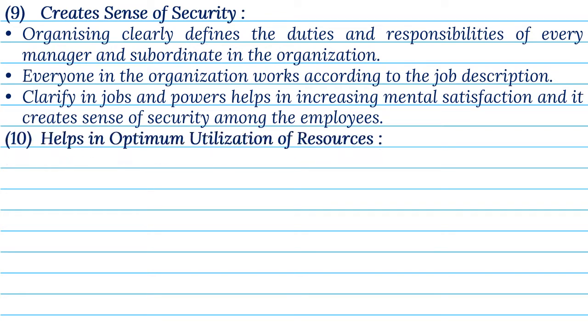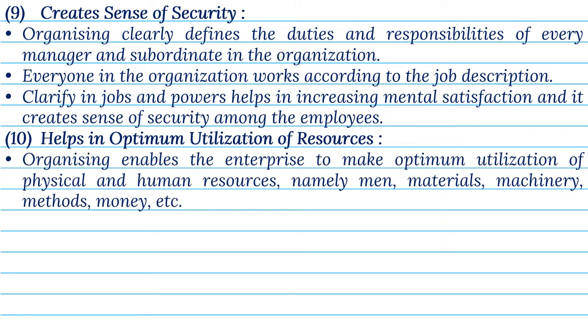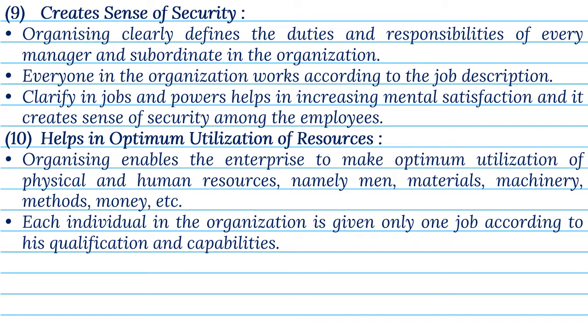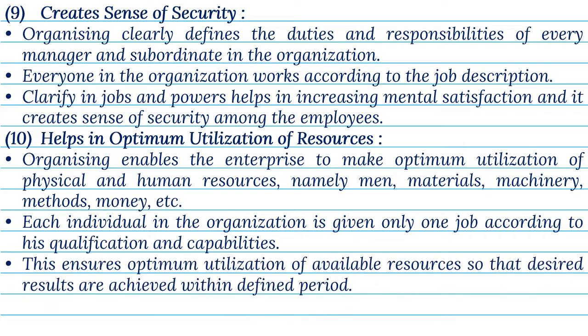10. Helps in optimum utilization of resources. Organizing enables the enterprise to make optimum utilization of physical and human resources, namely, men, materials, machinery, methods, money, etc. Each individual in the organization is given only one job, according to his qualification and capabilities. This ensures optimum utilization of available resources, so that desired results are achieved within a defined period.